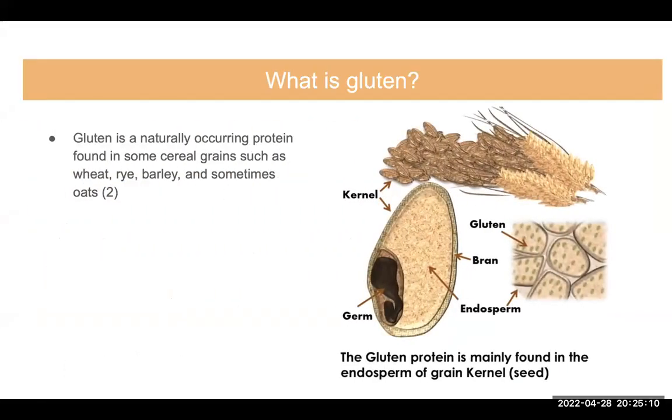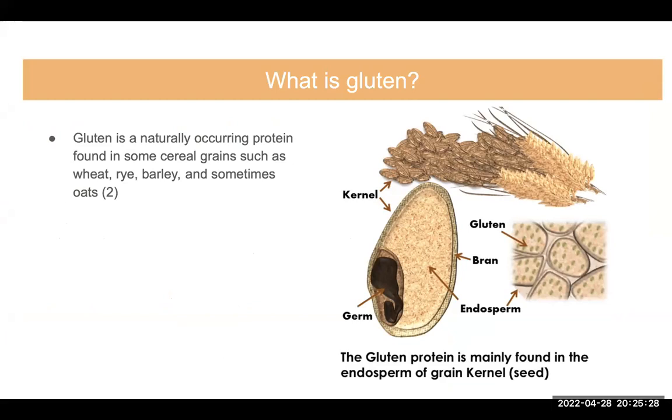Gluten is a naturally occurring protein found in some cereal grains, such as wheat, rye, barley, and sometimes oats. The protein itself has distinct building properties that are used during food processing. It is also used for water binding and product yielding in food, which makes it a popular additive.